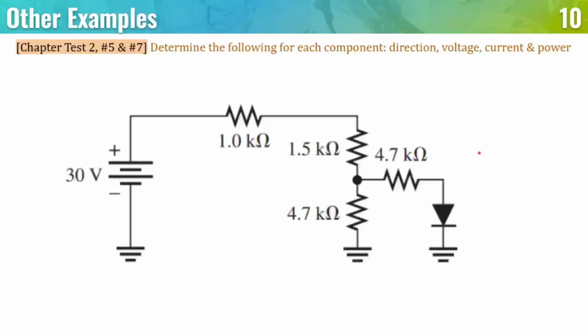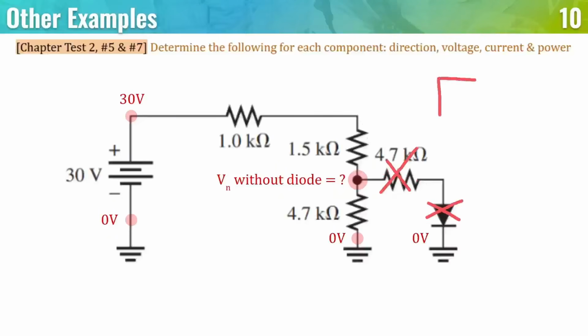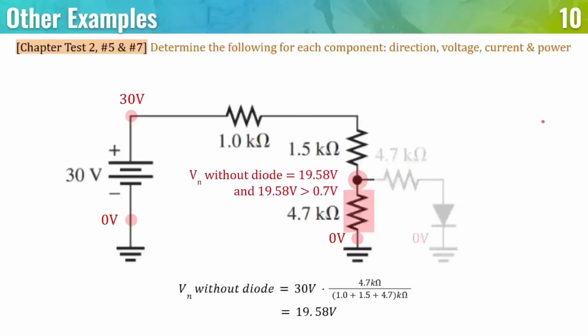So let's see first what we have to say about this node. Marking the node voltages, we now have to look at the voltage of this node without a diode. If this is open, then this is also not conducting any current. So effectively, we just have a series circuit for now. Let's apply the voltage divider. From this node, 30 volts, we are going down to the ground, which is 0 volts. So that's why the voltage we're going to use as a basis is 30 volts.